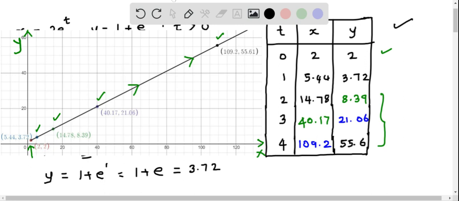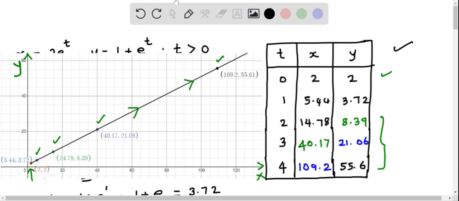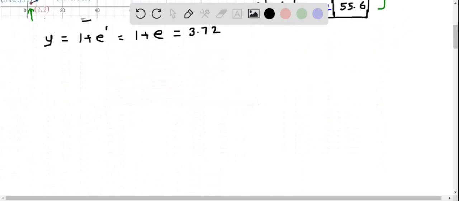Now let's find the rectangular equation of the curve. For that, I'm going to copy the equations, x equals 2e^t and y equals 1 plus e^t. We have to find the rectangular equation of this curve. For this, we have to eliminate e^t from both equations.